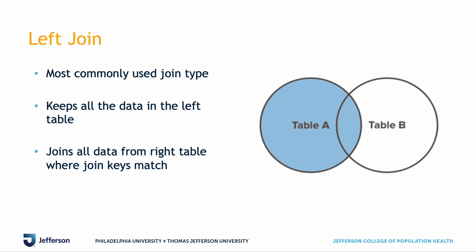So as you can see here in the Venn diagram, we have our primary table, table A, and we're going to keep everything in there. And then, where that intersects with table B, we're going to bring that data over as well.